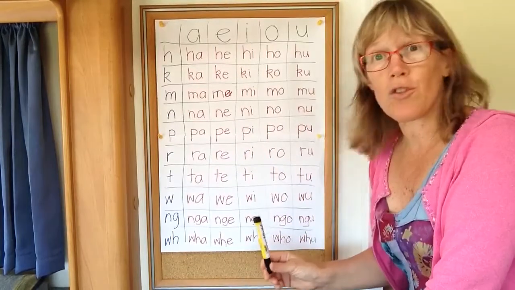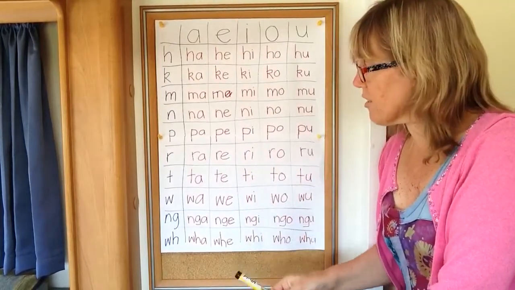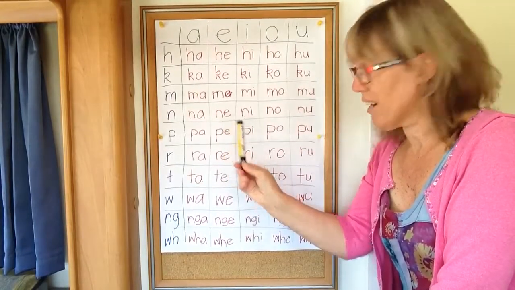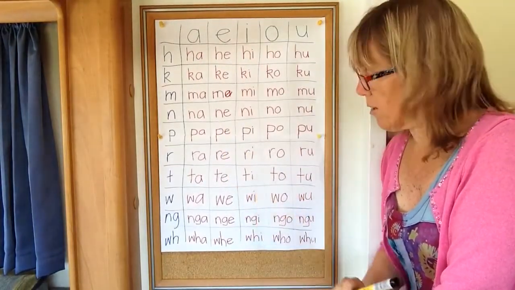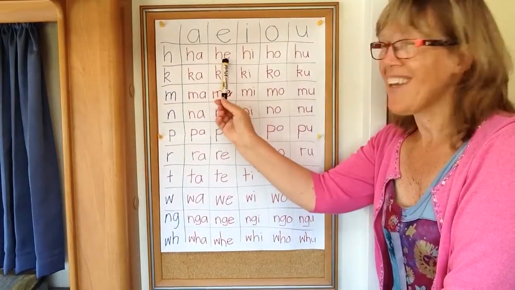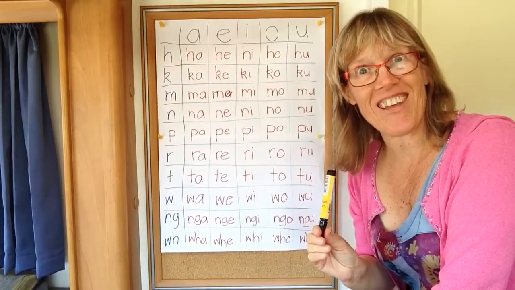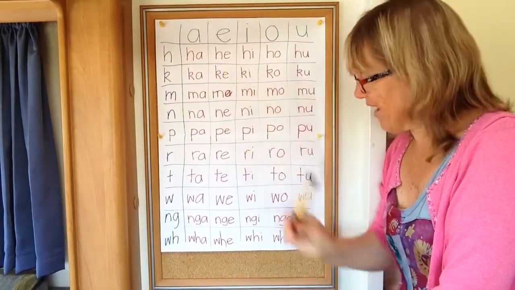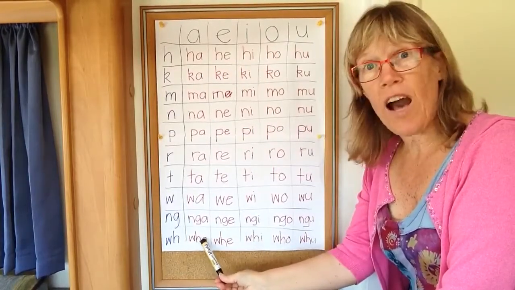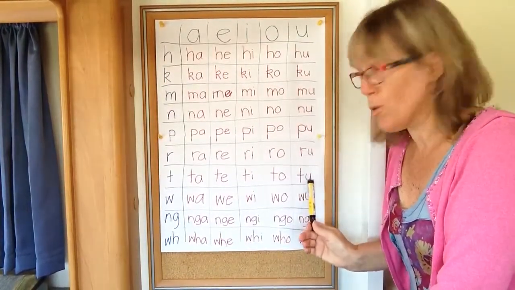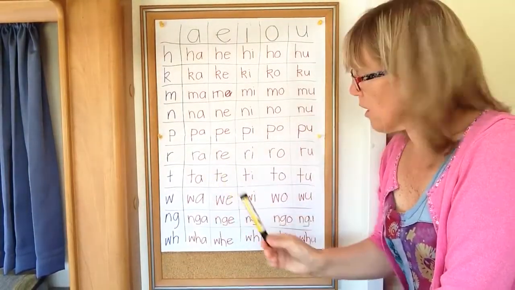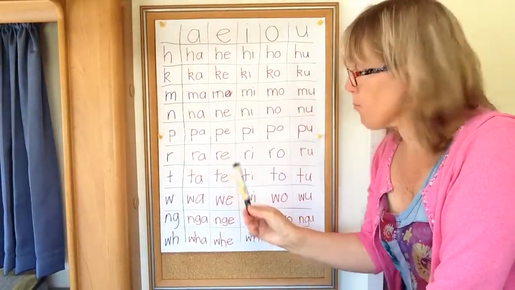So one of the things you can do for yourself or with other teachers is to point to something and get them to say it. Ne, ti, wa, and make it a bit harder. He, because you want to say he. Nge, fa, tu, nu, ra. Practice your ra.